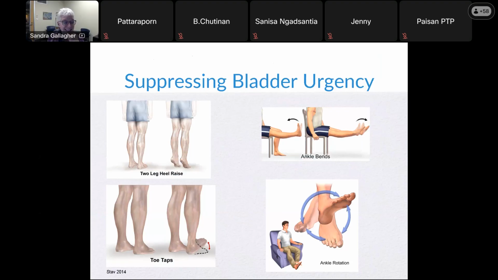It can be done in sitting. It can be done in lying as well. So people who wake in the middle of the night could calm the bladder so they're not rushing to the toilet by just doing some ankle pumps. But this is an urge suppression technique. It's done in the moment that it's needed, and that's contrasting it to how I told you could use these activities for muscle activation.